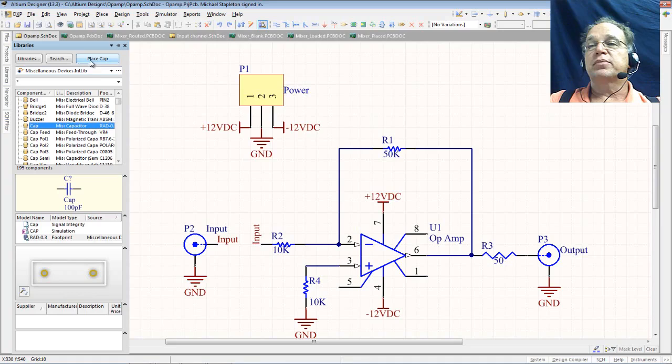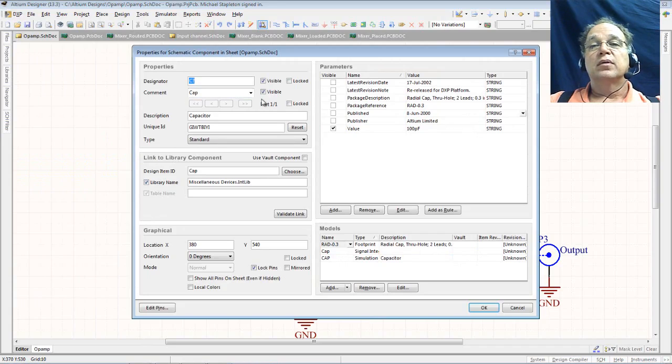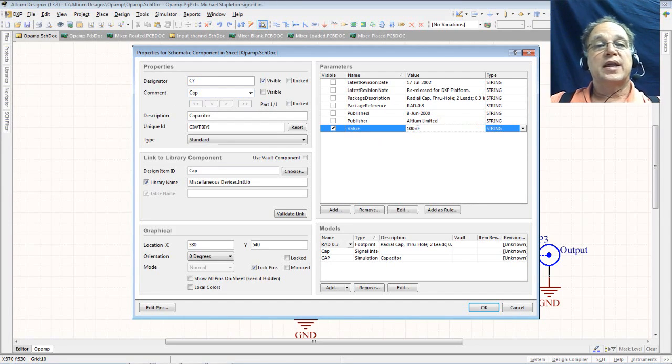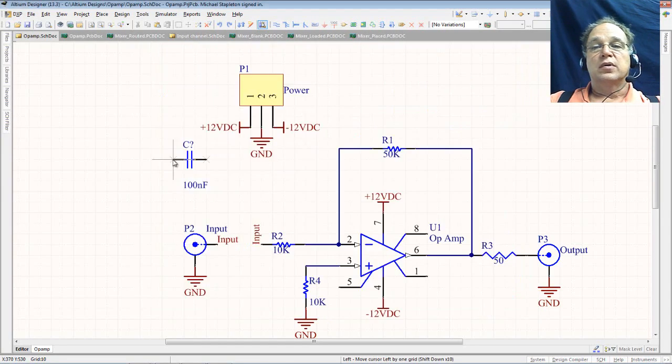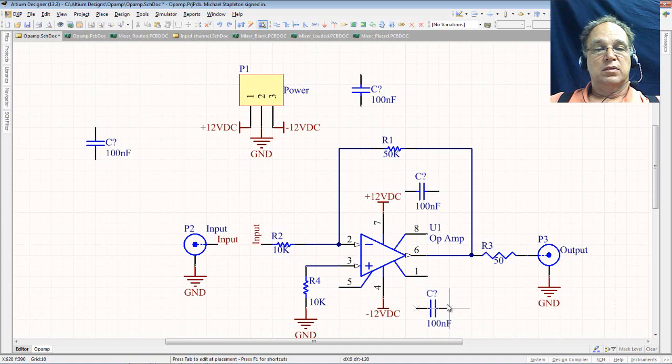I'm going to highlight the cap. I'm going to tell it place cap. Before I place the cap, my same old trick, I hit the tab button. I don't want to see where it says cap, and I don't want 100 picofarads. I want 100 nanofarads. Okay, so I'm going to place, let's see, I'll put one here and one up here. I will need one here, and I will need one down here. Right click to stop placing parts.